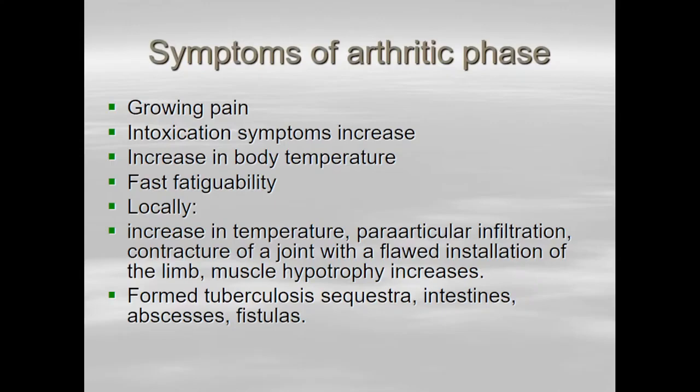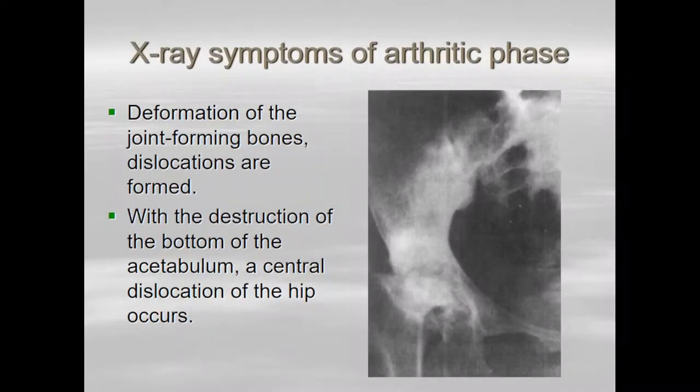Symptoms of the arthritic phase: growing pain, symptoms of intoxication, increase in body temperature, fast fatigability, local increase in temperature, infiltration, contracture of the joint with fluid, muscle hypertrophy increases. Tuberculous sequesters, abscesses, and fistulas form. X-ray symptoms of the arthritic phase: deformations of the joint-forming bones, dislocations are formed, with destruction of the bottom of the acetabulum and central dislocation of the femoral head.